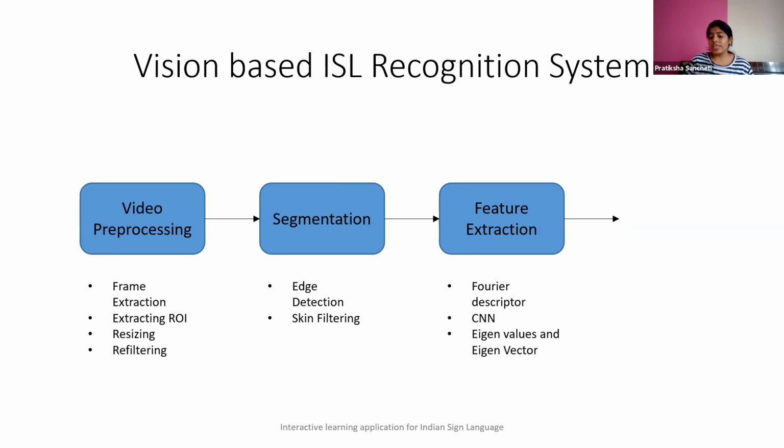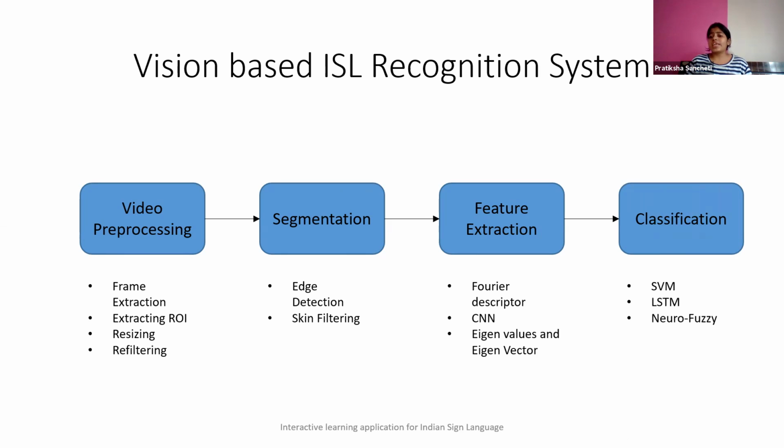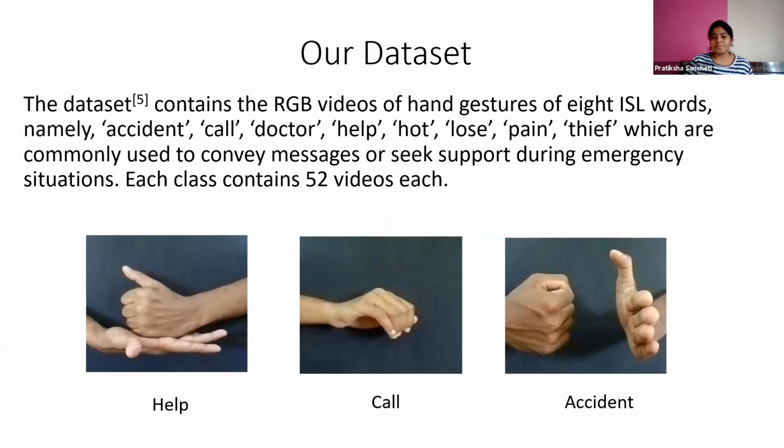Once we get the features extracted, we will give this to the final step, that is classification. Classification can be done by a number of machine learning and deep learning models like SVM, LSTM, neurofuzzy algorithms. So this was a basic recognition system for sign language.